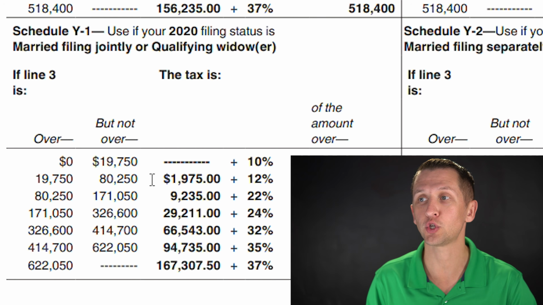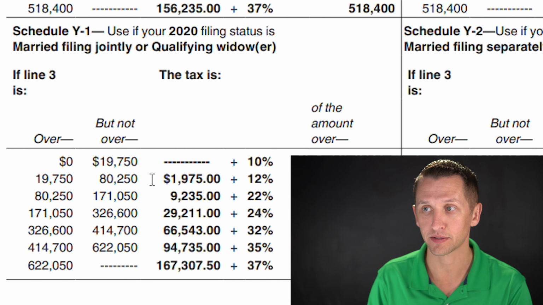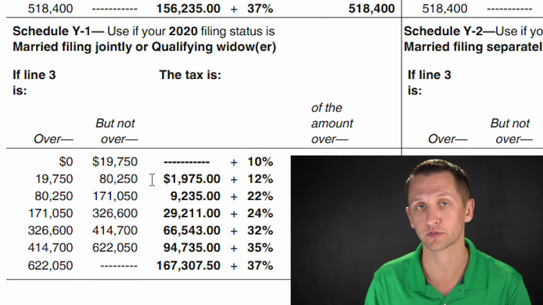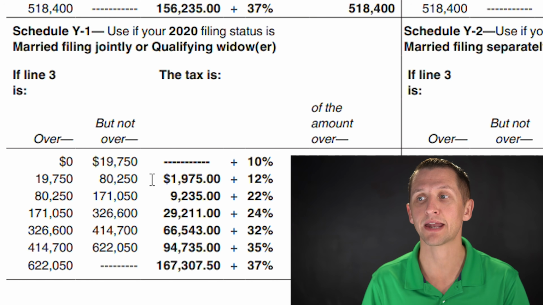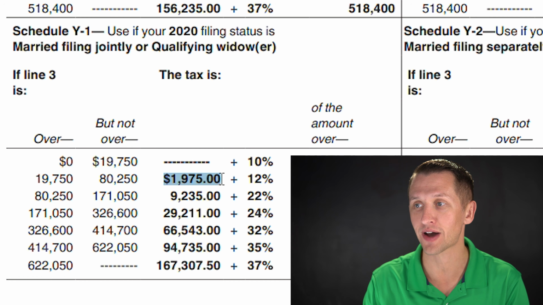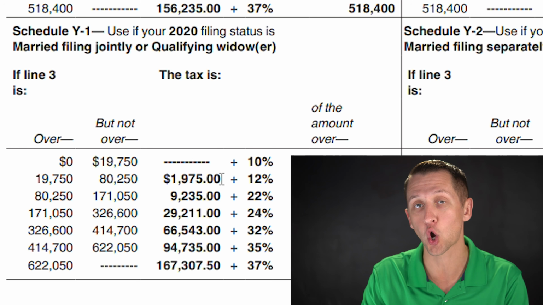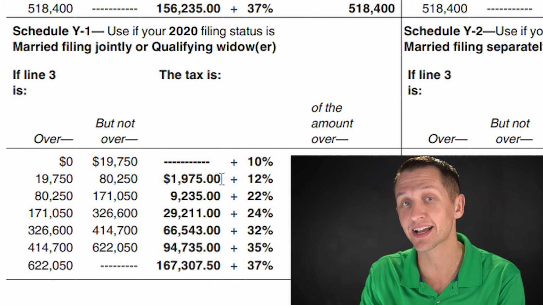So I'm going to pull it up on the calculator really quickly. What we're going to do is subtract the first tax bracket, and that is our $19,750 because it's already done the math for us. So the first $19,750 is at 10%. And that math works out to $1,975.